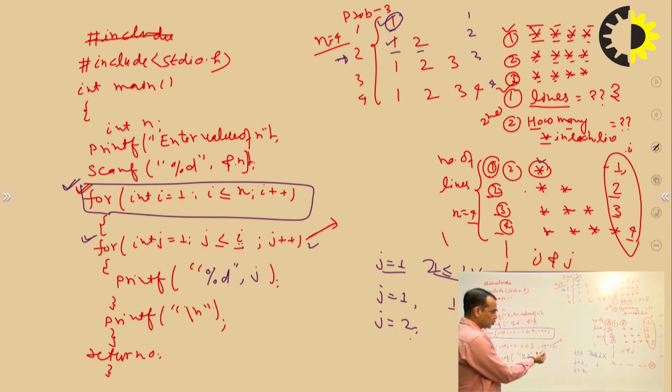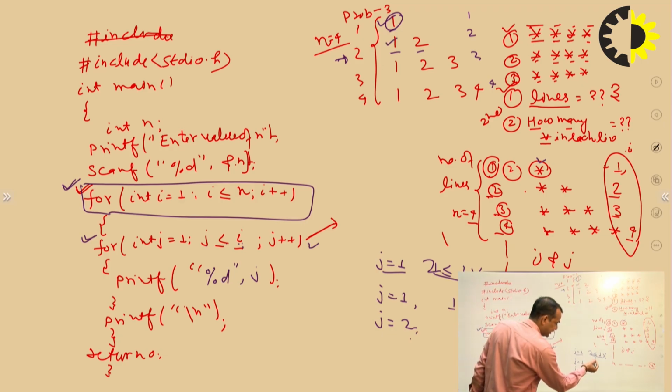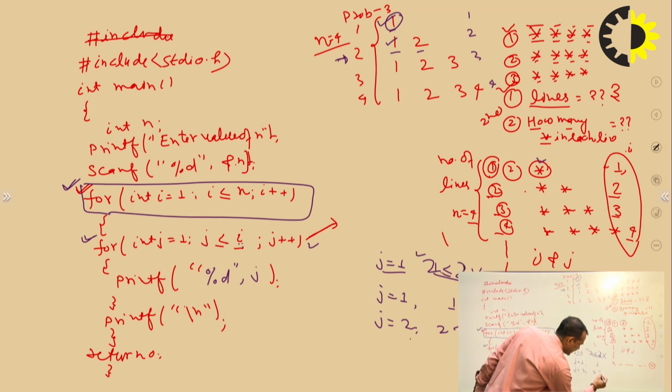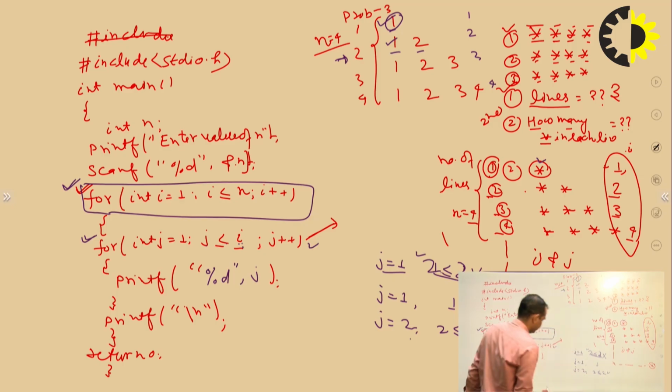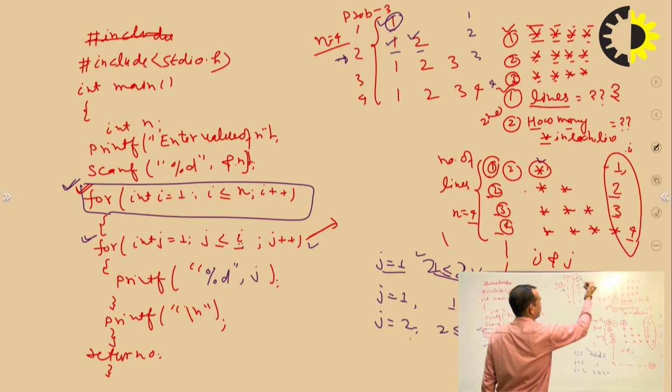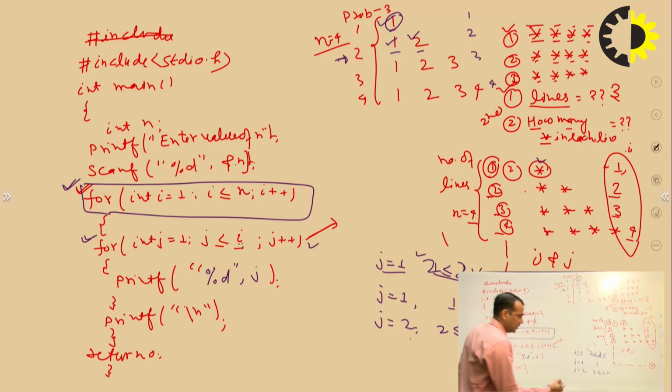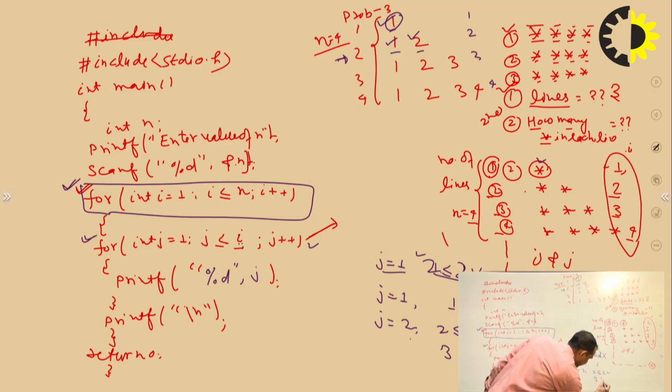Now increase j to 2. 2 is less than or equal to 2, and the condition is true, so it goes inside and prints the value 2. Now the third time, when j equal to 3, 3 is less than or equal to 2 is false. So it moves out of the j loop and again increases the value of i.